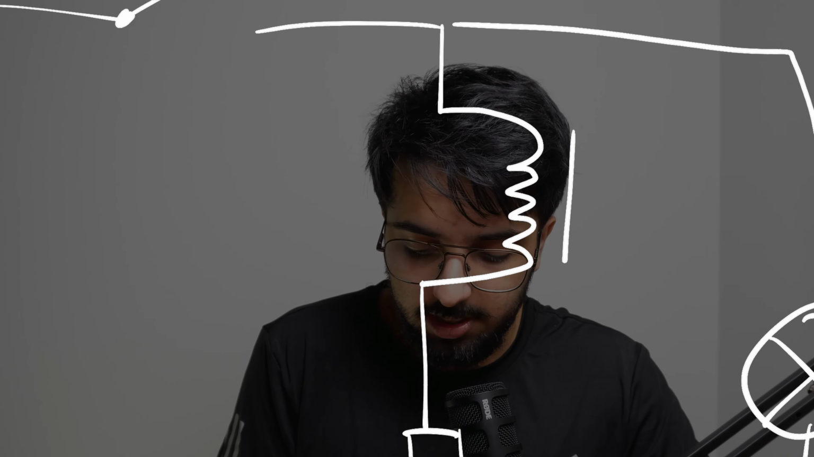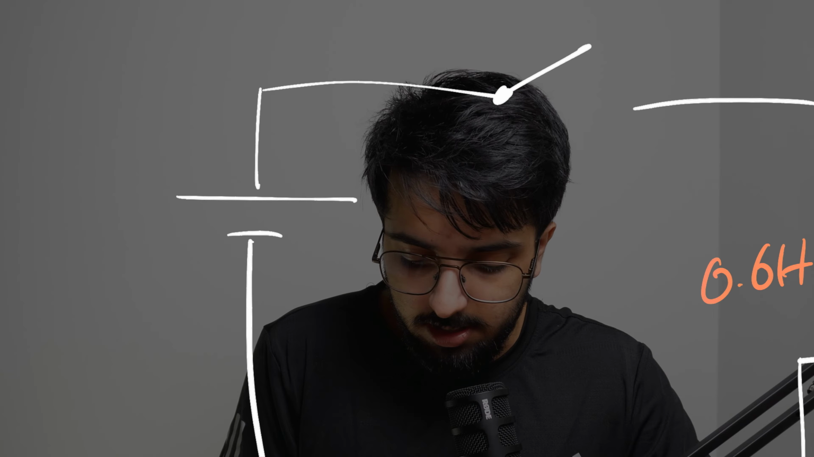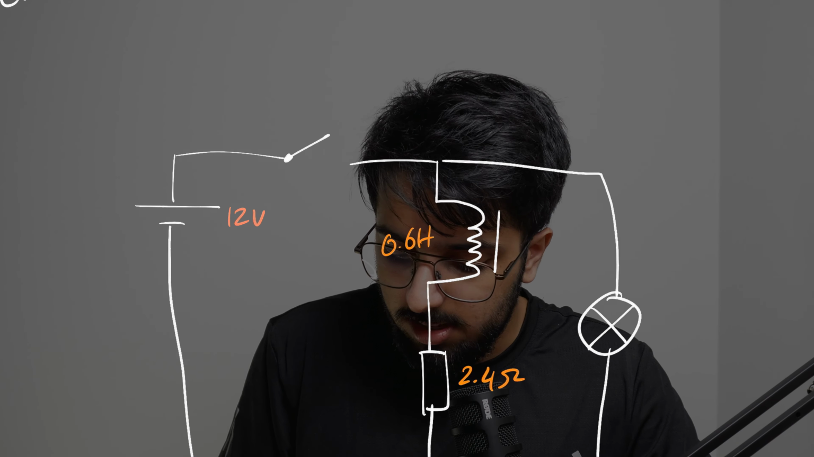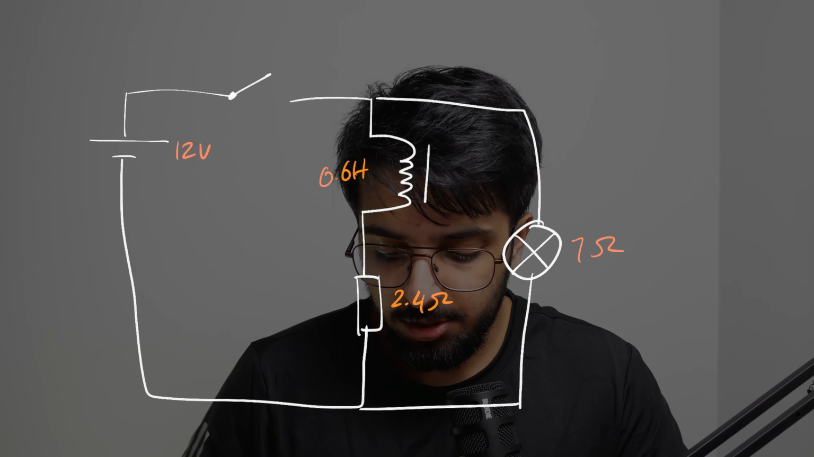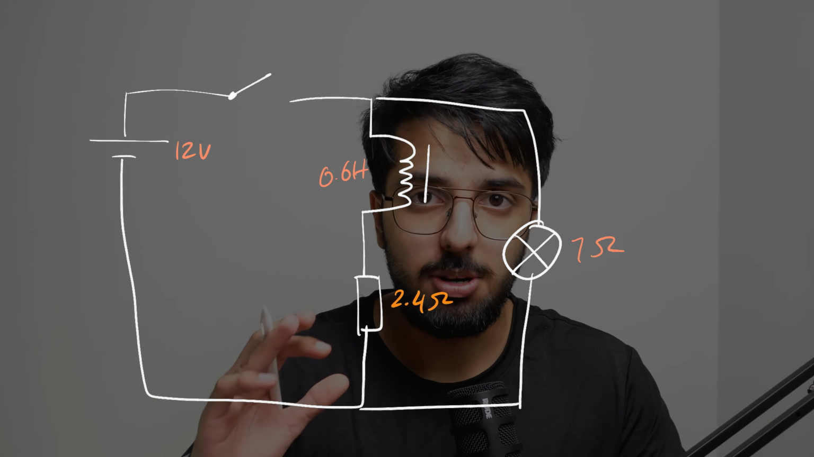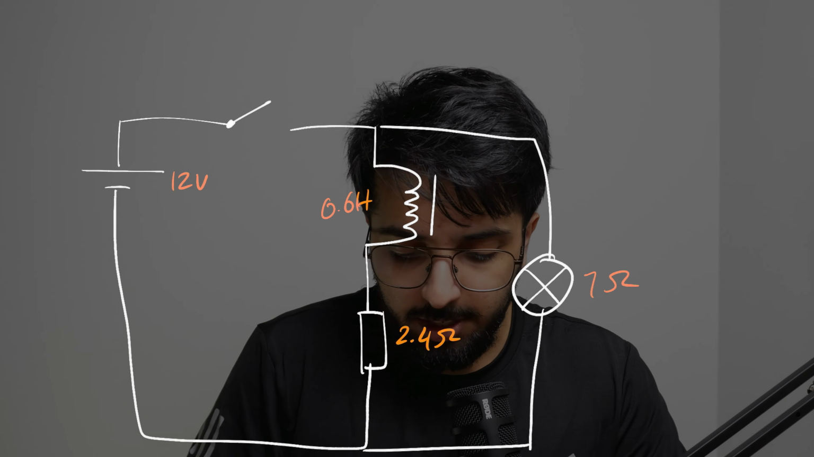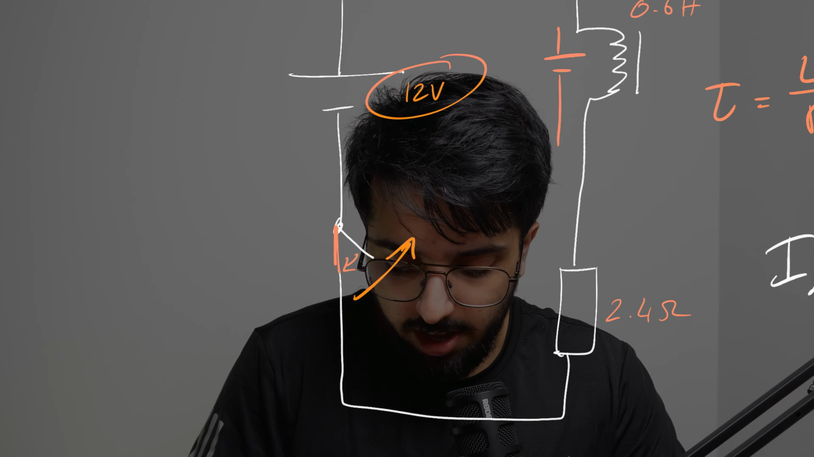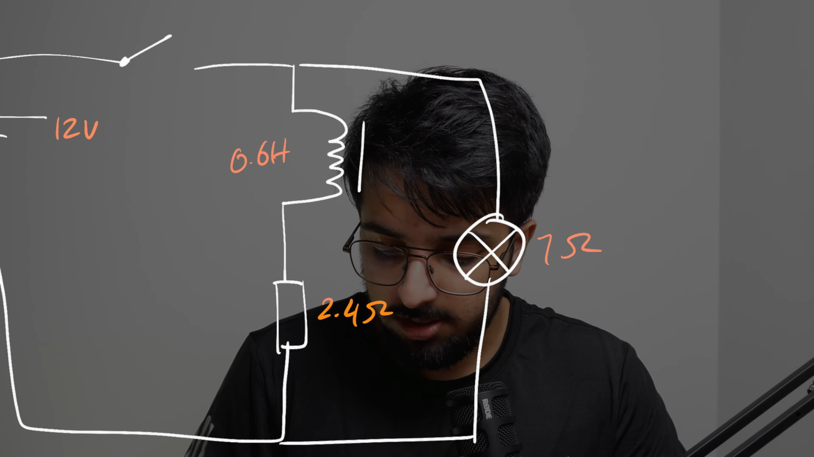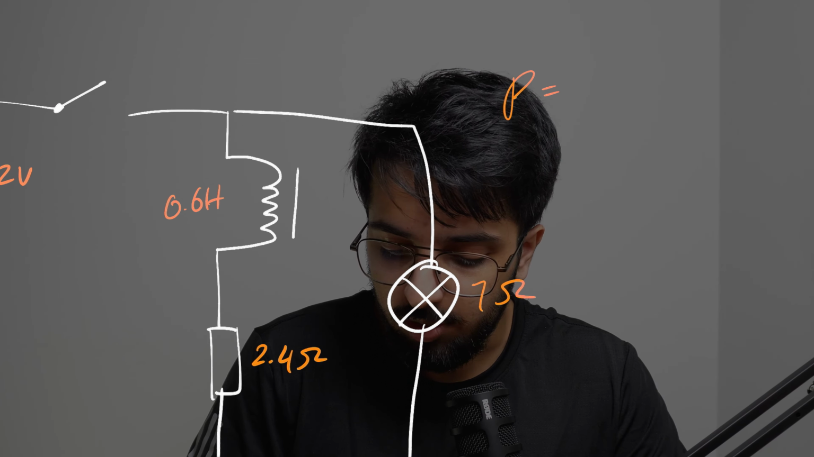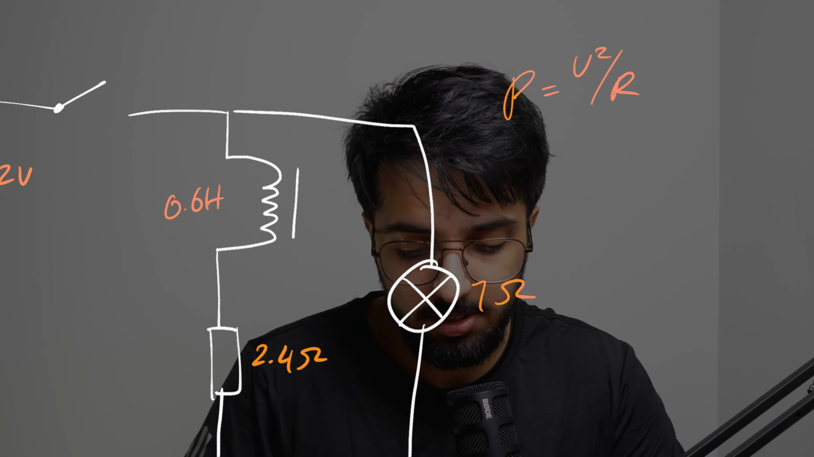Now let's keep all this the same. Let's say this is 0.6 henries, 2.4 ohms, and this is 12 volts. And let's say this bulb has 7 ohms of resistance. As you can see, this lamp doesn't really change much of the circuit. It's more for illustration purposes, which I will explain later. Because if we were to connect the switch like we have over here, this bulb is just going to be fed 12 volts, and then due to P equals V squared over R, it's just going to glow. It's going to have a brightness.